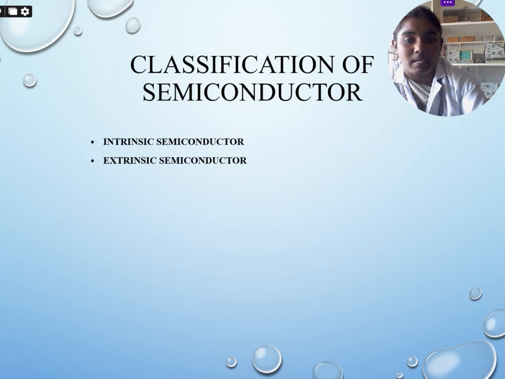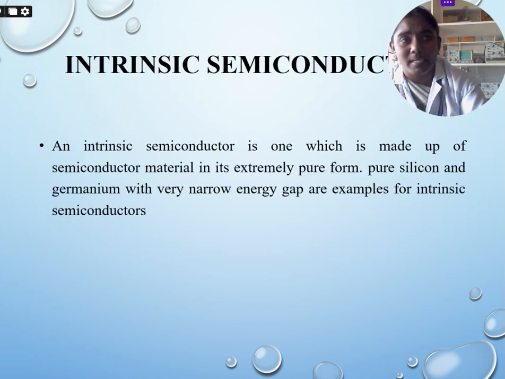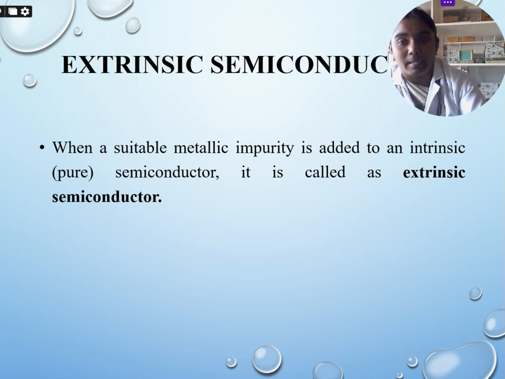So, classification of semiconductors. It is classified into two types. One is the intrinsic semiconductor, another one is the extrinsic semiconductor. What is an intrinsic semiconductor? An intrinsic semiconductor is one which is made up of semiconductor material in its purest form. That is, no other impurities are added to it. That is known as an intrinsic semiconductor. That is pure silicon or germanium. It has a very narrow energy gap. So this is an example of an intrinsic semiconductor.